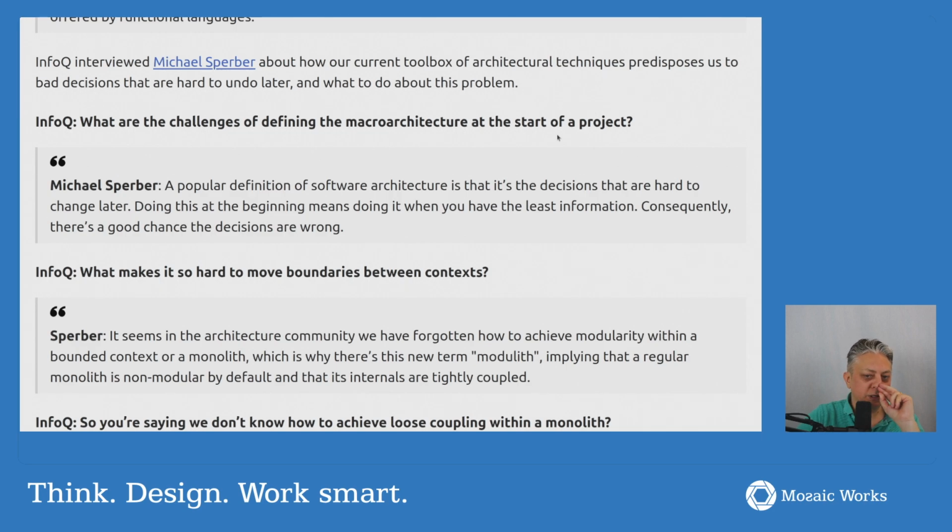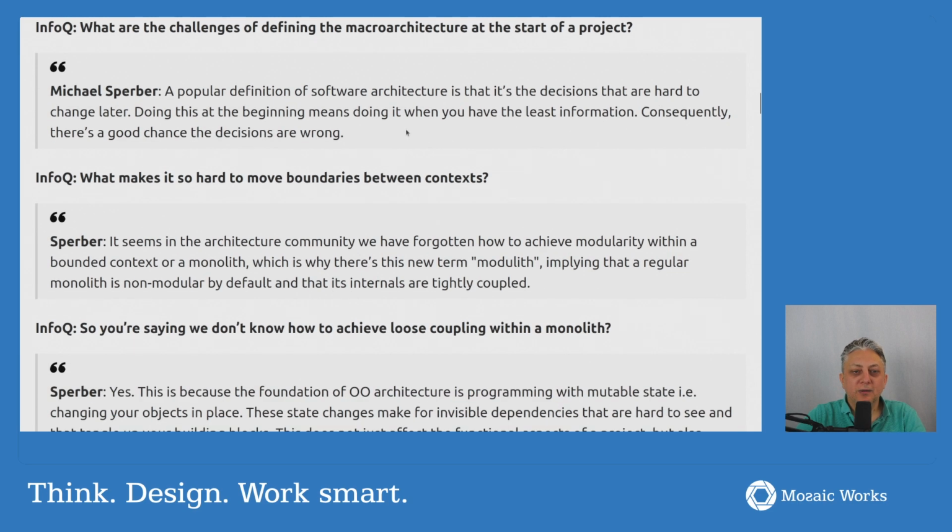What are the challenges of defining the macro architecture at the start of the project? A popular definition of software architecture is that it's the decisions that are hard to change later. Doing this at the beginning means doing this when you have the least information. Consequently, there's a good chance the decisions are wrong. I would argue that the decisions will always be slightly wrong. You'll always have not the least information, but less information than what you actually need. You just need to be able to adjust.